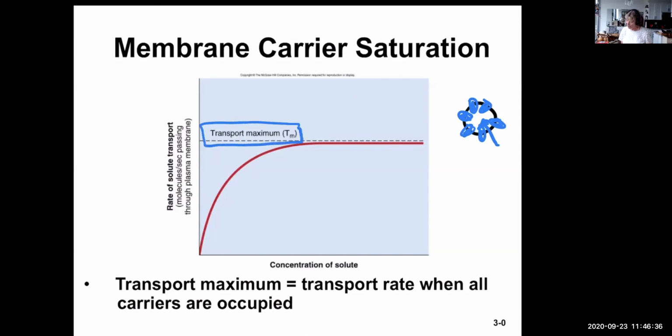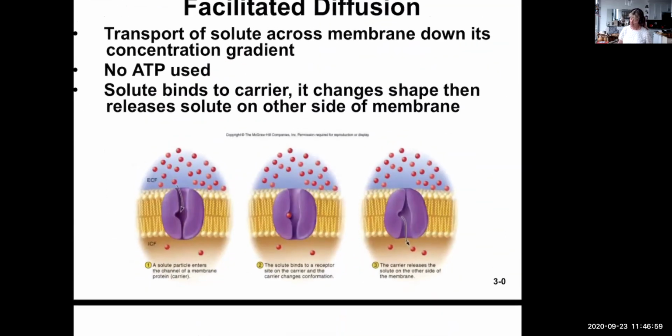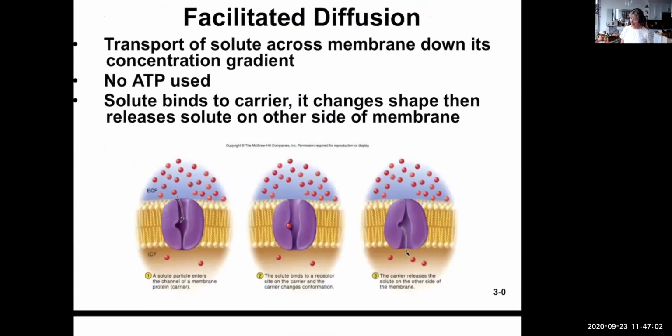So the rate at which substances enter the cell has an upper limit. In this case, this is the upper limit, because all of the proteins will be saturated. All the carriers are occupied. I use the term saturated, but it's the same thing. So down the concentration gradient, no problems. It's facilitated by the protein. It opens up to allow the solute to go in.